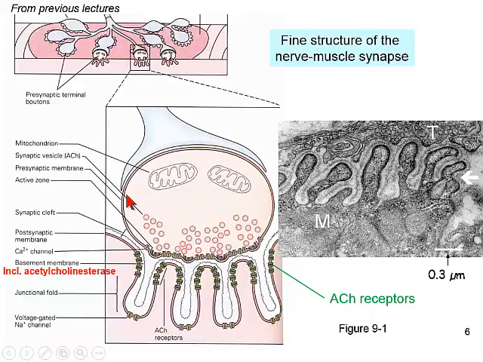We have the Schwann cell sheathing it. We have the presynaptic terminal. We have mitochondria and synaptic vesicles in the presynaptic terminal. We have folds along the postsynaptic membrane, and the hero of the story today is very much the acetylcholine receptors. The selective advantage of the folds is presumably to fit as many acetylcholine receptors as possible, so that each acetylcholine molecule, when released, does find a receptor.